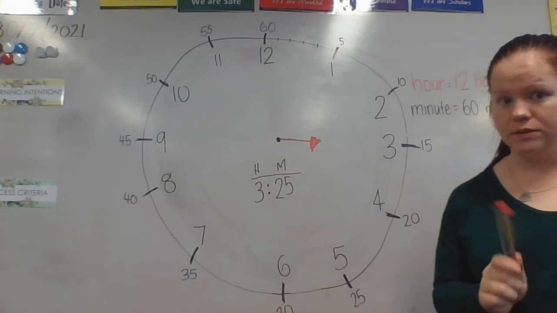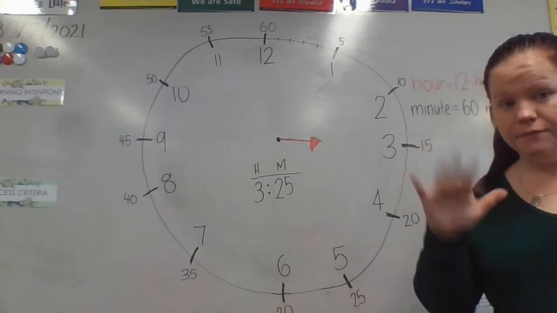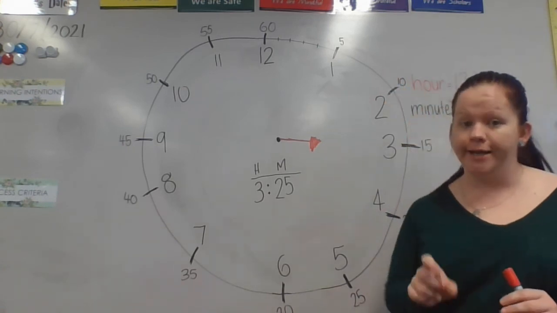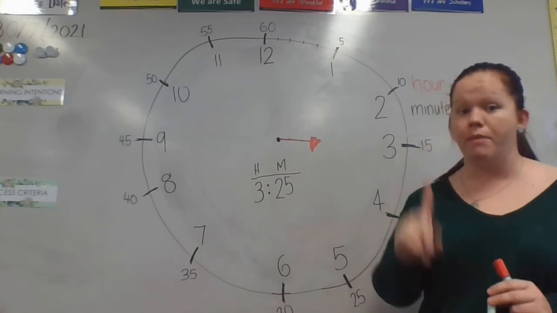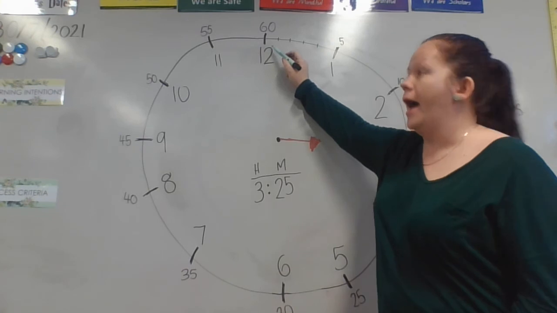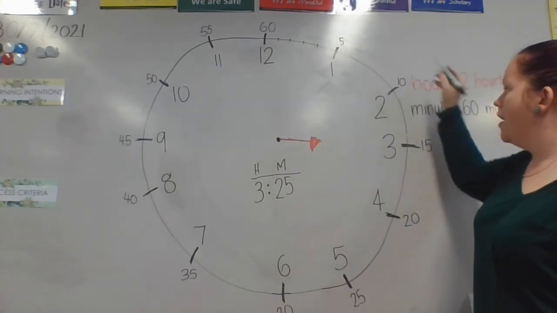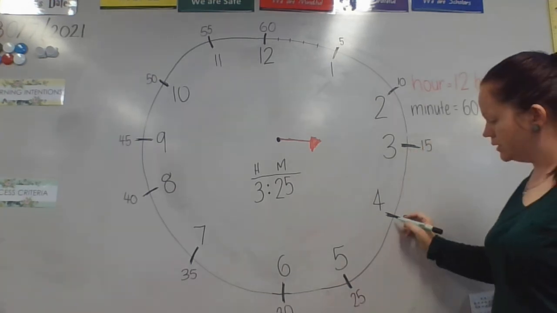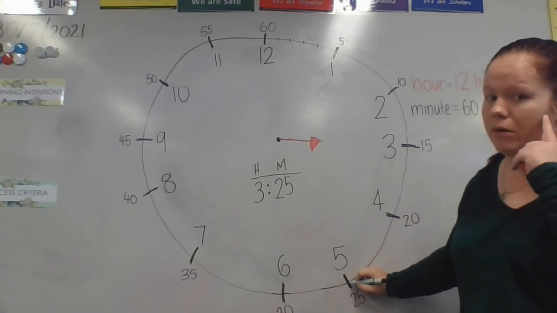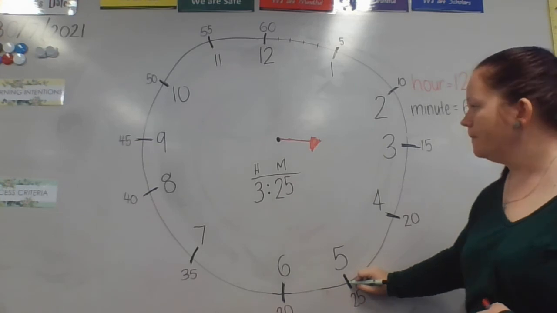Ooh, I might have to count this one out. I'm going to practice counting up in 5s. I know that we've labelled it around the clock, but sometimes counting up in fives can help our brain to remember as well. So I'm going to start with our number 12 and I'm going to jump 5, 10, 15, 20, 25. Oh, I'm going to pause it there. I was looking for 25 minutes and I've just hit the number 25.